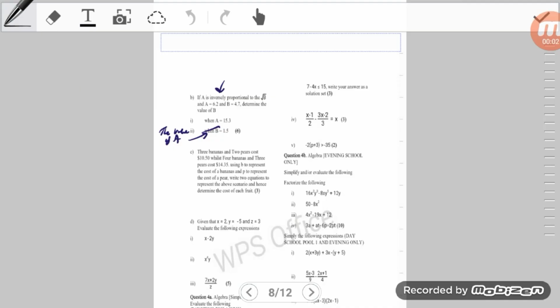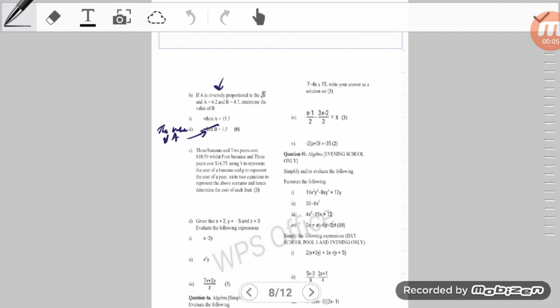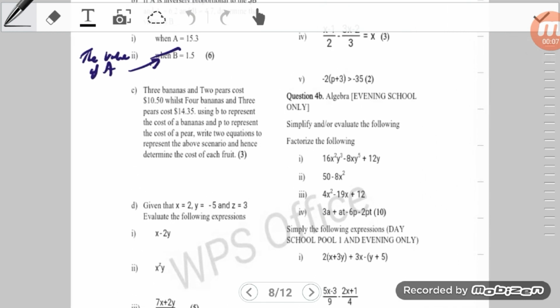All right guys, so we're going to move on now to part C, where we're now looking at, well, in fact I thought I was supposed to go to this question, but I had missed out this aspect of the paper here. So 3 bananas and 2 pears cost $10.50, whilst 4 bananas and 3 pears cost $14.35. Using B to represent the cost of a banana, and P to represent the cost of a pear, write 2 equations to represent the above scenario and hence determine the cost of each fruit.